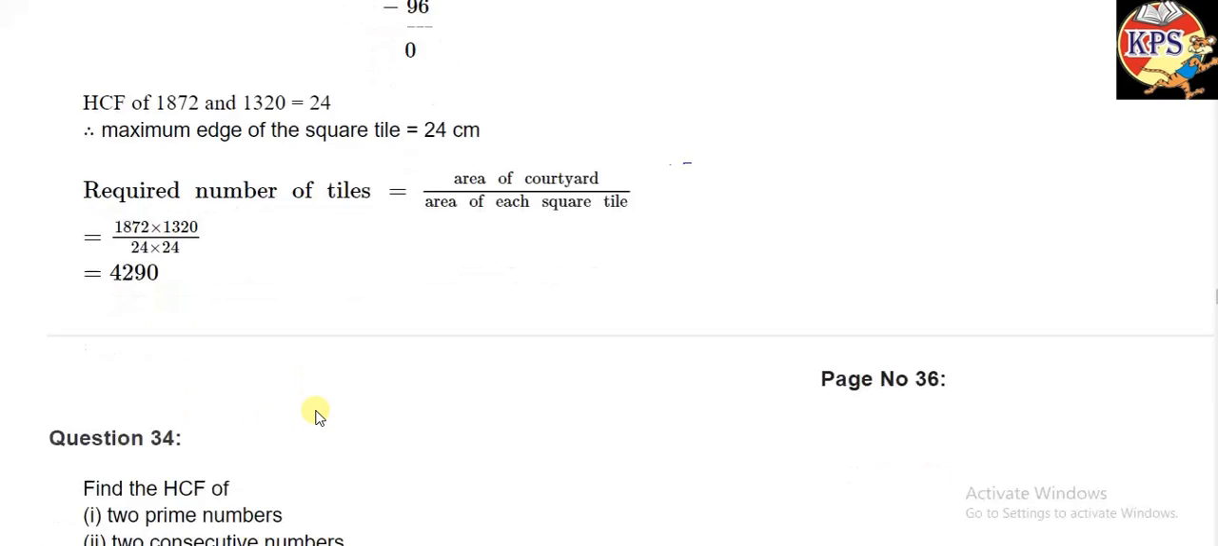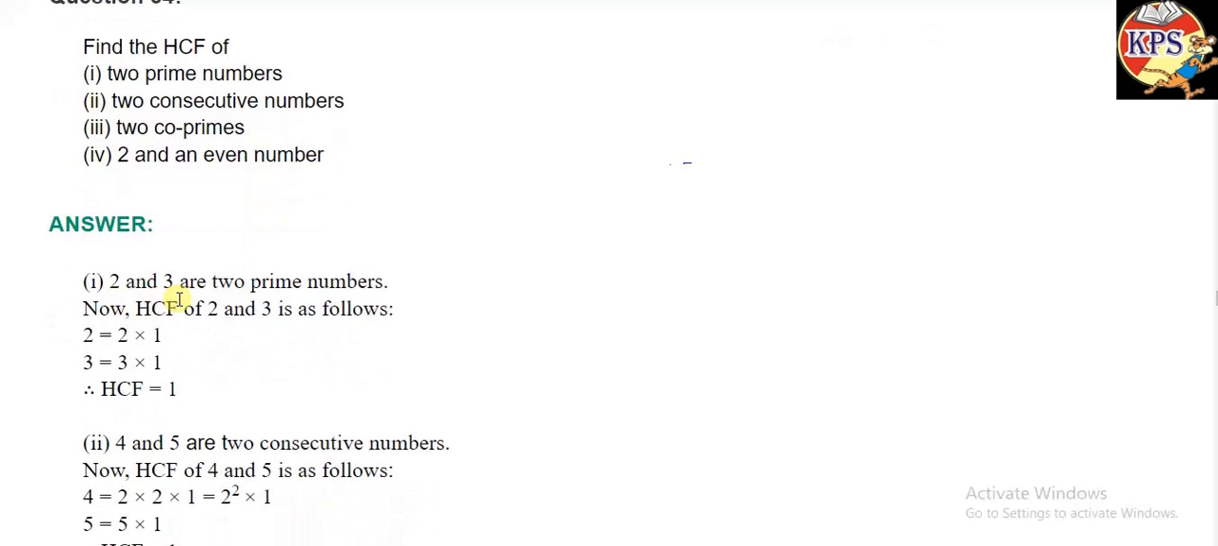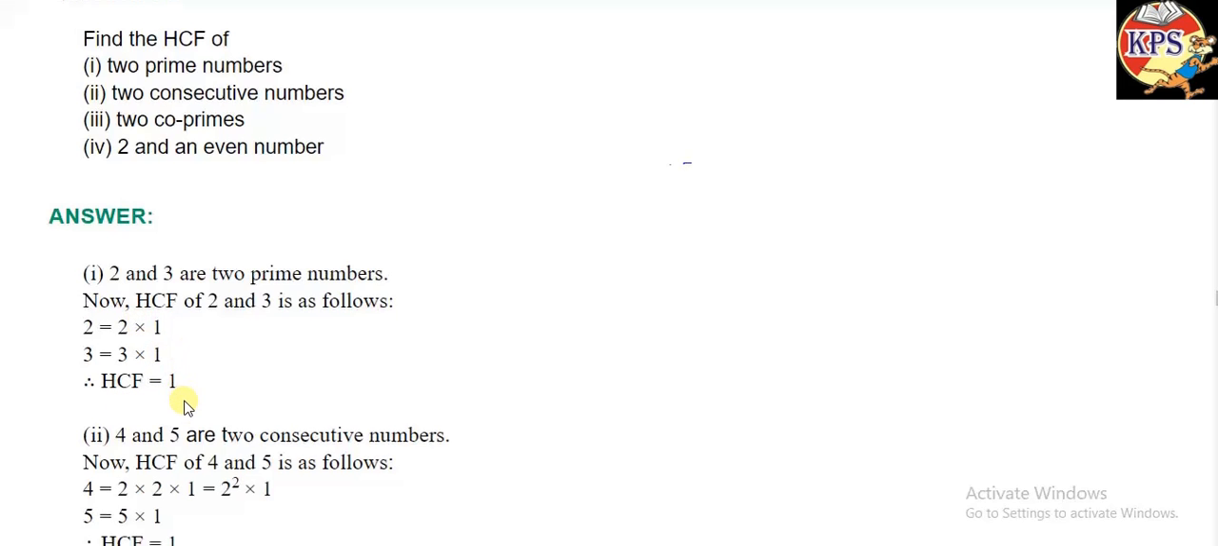After solving this question, question 34 is to find the HCF of two prime numbers. The two prime numbers are 2 and 3, and we have to find the HCF of these two numbers. First we find the factors of these two numbers. The factors of 2 are 2 into 1 and of 3 are 3 into 1, because 1 is the HCF of both numbers. So we can say the HCF of two prime numbers is 1.